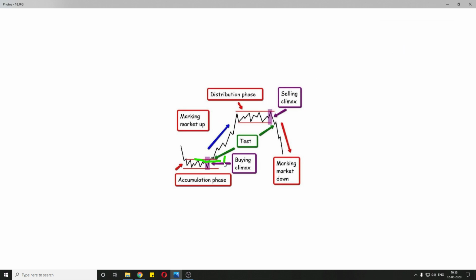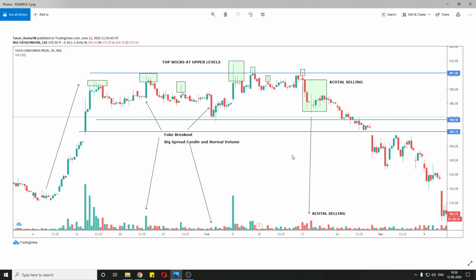So this is the resistance and this is the support. So the market breaks down with high volume and then it comes with a retest with a small volume and then continues to fall. This is the example that we talked about in yesterday's video.